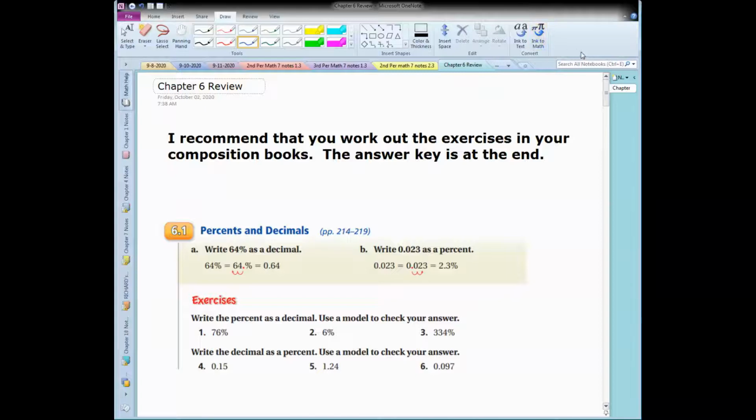Hey everybody, Mr. Odom here, and I am going to go through a review of Chapter 6. I recommend that you work out the exercises that you'll see here. It's good practice. In the past, students that have taken the time to work these problems out in their composition books usually did pretty good on the test.